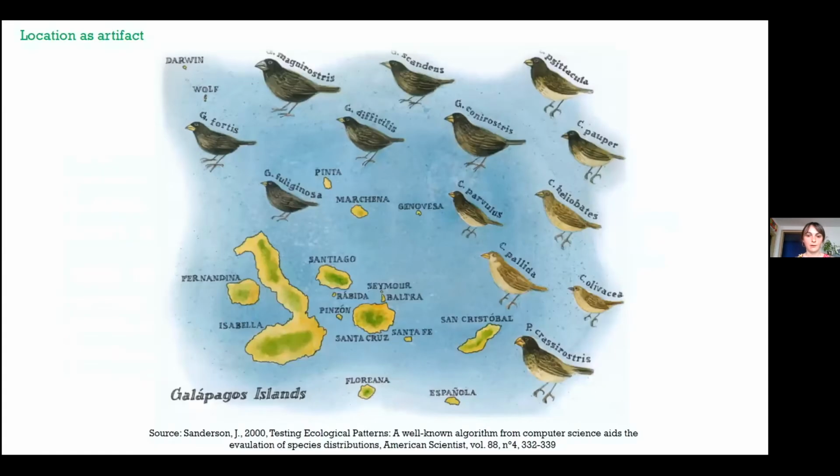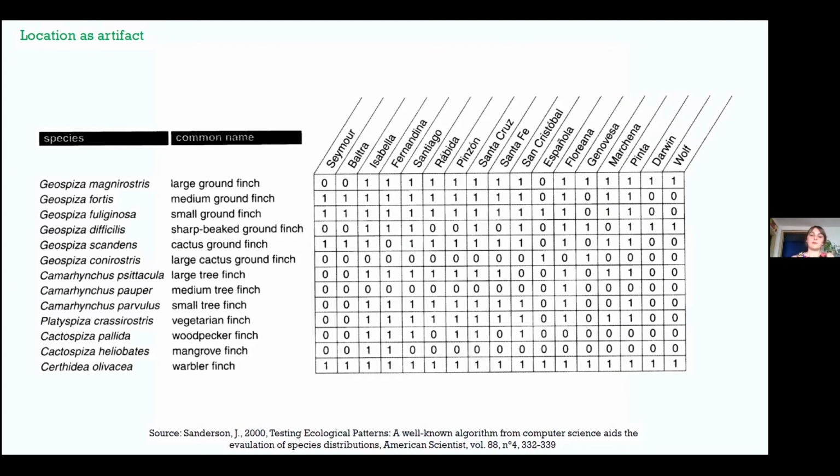So here I give you a very canonical example in biogeography. It is the distribution of the finches in the Galapagos Islands, as they were first documented by Charles Darwin. This data set is very common in biogeography, and you have 13 bird species distributed in 17 different islands. So here is the presence-absence matrix of this data set.